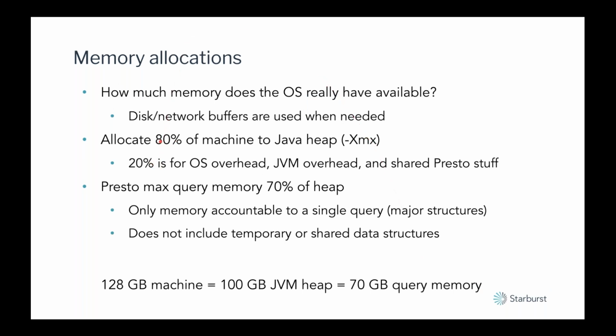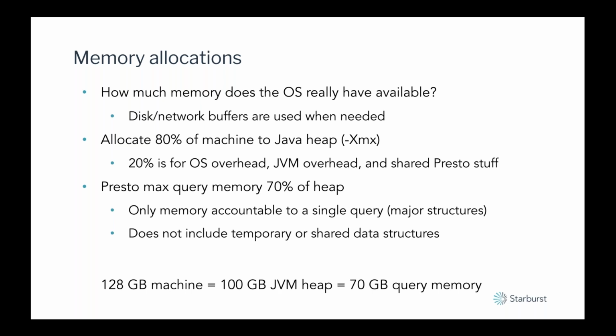So go to your machine, and in general, allocate 80% of what the machine actually has after virtualization to the heap. Then inside your Presto config, allocate 70% of the heap to Presto, to the general data pool. That is 70% of the heap for the tracked data structures that are directly accountable to a single query. It doesn't mean that Presto is wasting 30% of memory on its own internal junk.